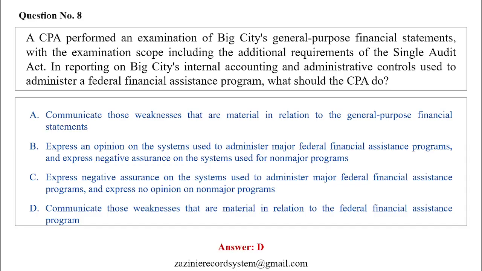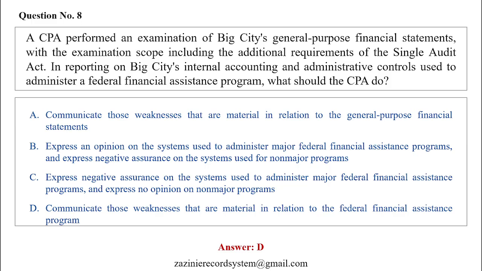Explanation. Letter D is correct because when reporting specifically on controls over a federal financial assistance program, the materiality yardstick used is the federal program itself, not the general-purpose financial statements. Neither an opinion nor negative assurance is expressed on these internal control systems at all, so both of the other two options must state what kind of report is given.